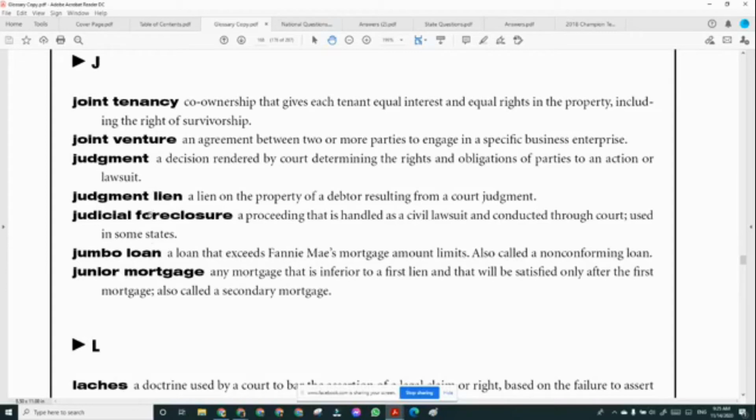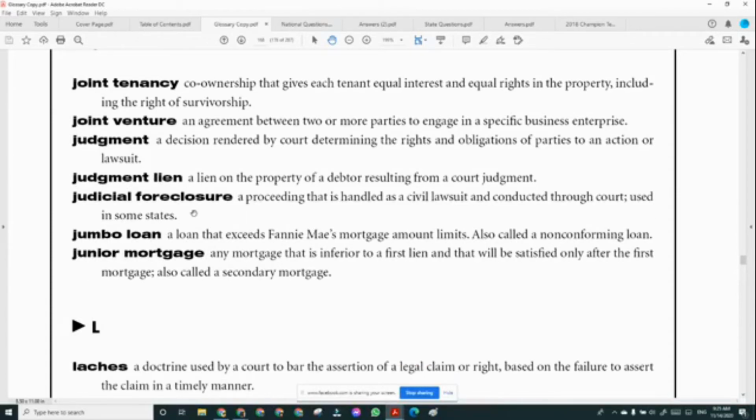Judgment lien, a lien on the property of a debtor resulting from a court judgment. Okay, just like child support or spousal support or mechanic's lien, right? What's a mechanic's lien? When there were contractors working on the property and the contractor didn't pay them. Okay, so they request a judgment, okay, in order to put a lien on that property and get paid at the time that property is sold. That is a judgment lien.